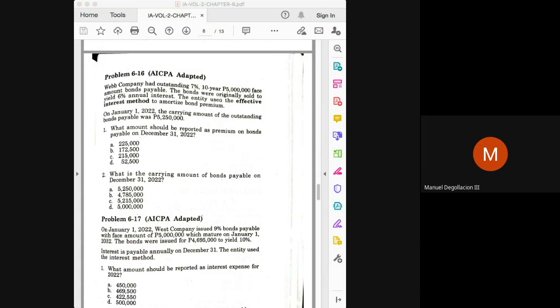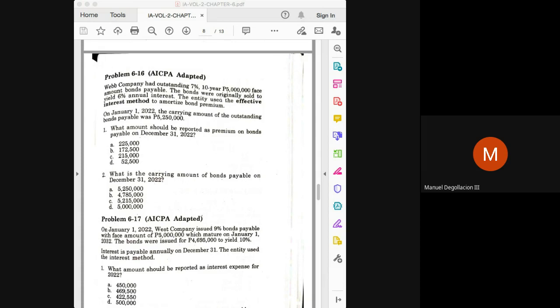Okay, so that means the carrying amount as of December 31, 2022 would be 5,215,000. Just to recap, interest expense is 315, amortization is 35, unamortized premium is 215, and carrying amount is 5,215,000.